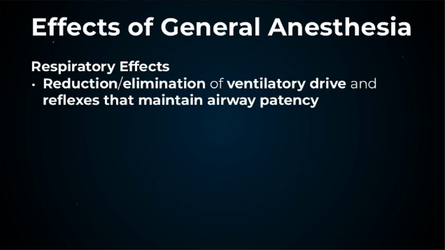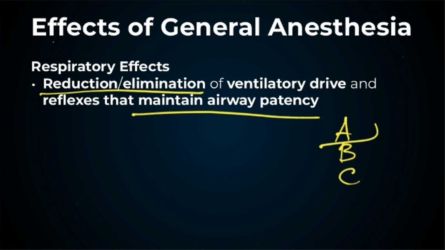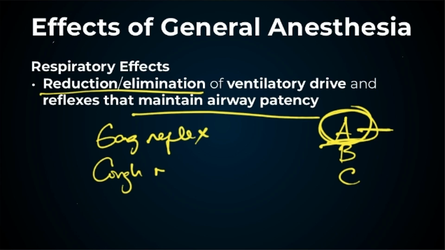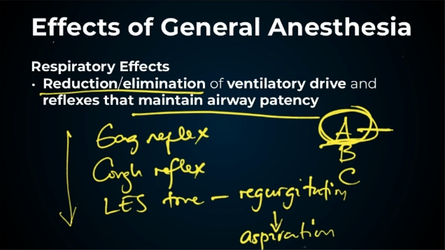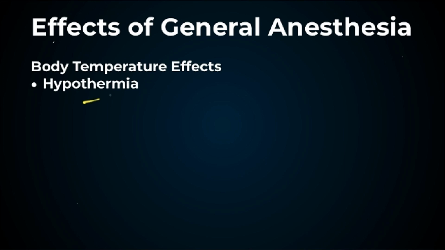General anesthesia also has respiratory effects. One of the most important is its reduction or elimination of the ventilatory drive and reduction in the reflexes that maintain airway patency. In times of extreme stress, you do not want a patient who stops breathing. If you remember, in times of emergency, when we resuscitate a patient, A stands for airway. The gag reflex is lost, the cough reflex is also affected, and the lower esophageal sphincter tone is also lost. What happens if there is a loss of tone in the lower esophageal sphincter? This increases the risk for regurgitation and aspiration. Actually, all of this will lead to aspiration. That's why it's dangerous.